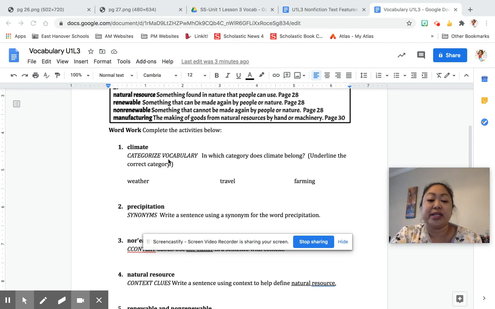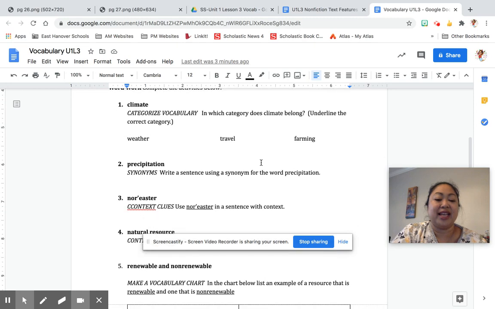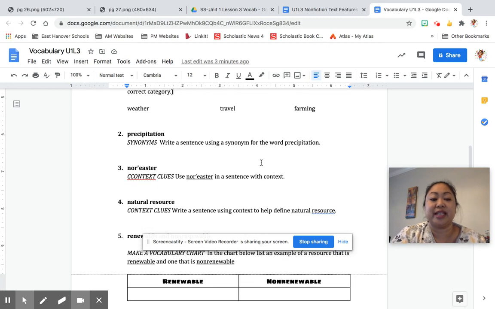So the first one is categorizing vocabulary. So we're trying to figure out which category that climate will belong in. Do you think it'll be under weather, travel, or farming? And whenever you pick the word, all you have to do is underline it. Okay, you guys know how to do that. You pick a word, and then you highlight it, and then you come up here, and then you click underline. Okay? All right. Number 2, precipitation, synonyms.